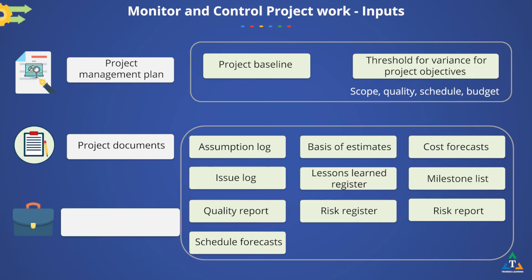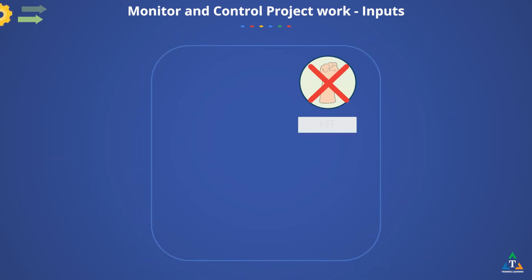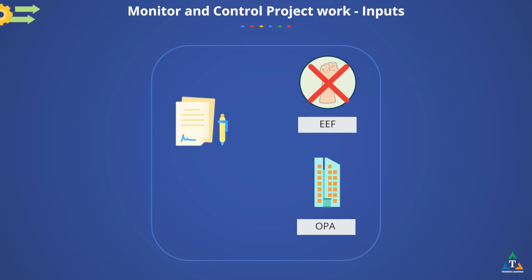Another input to this process is work performance data, which is gathered during work execution and passed to the controlling processes. The inputs to compare actual project performance to the planned performance are the project management plan and the work performance information. The enterprise environmental factors and organizational process assets can also influence this process. In the next screen, we will discuss the tools and techniques used in this process.